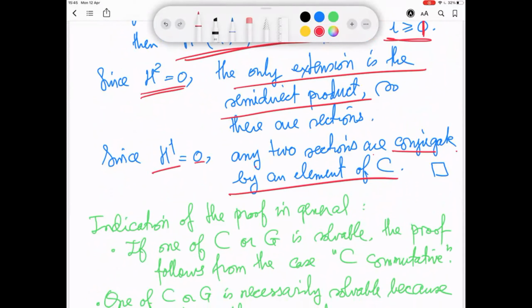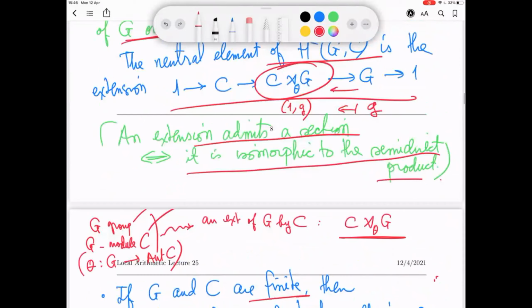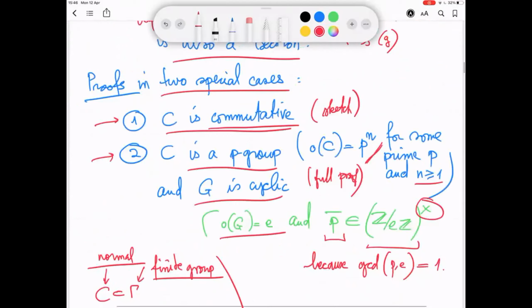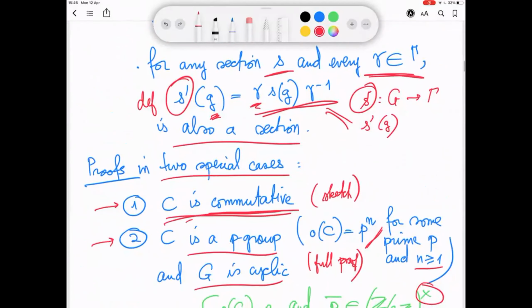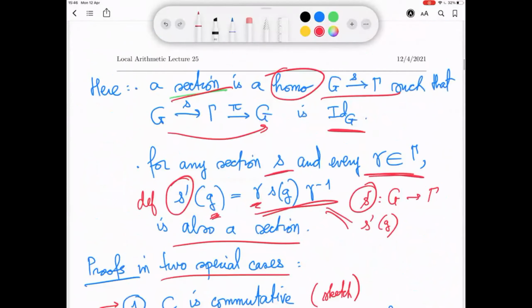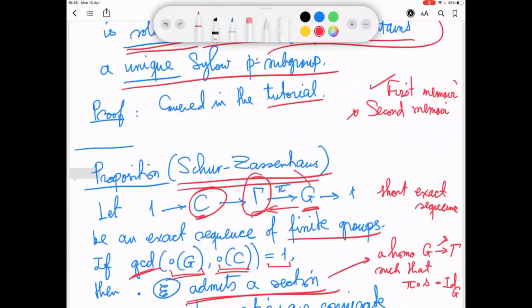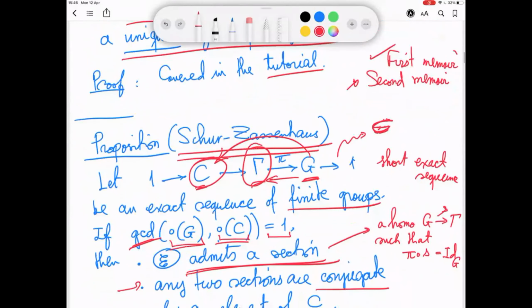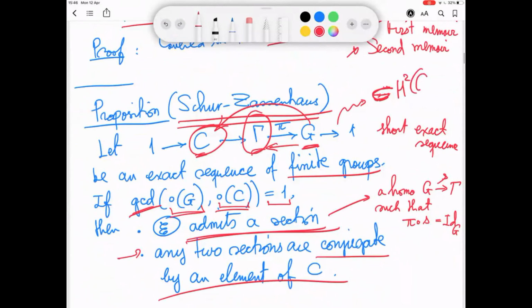So that proves our theorem in this case, special case 1. What was the special case? When C is commutative. If C is commutative and I'm given this short exact sequence, I can make C into a G-module because of this short exact sequence. And this sequence itself will become an element of H^2(G, C).